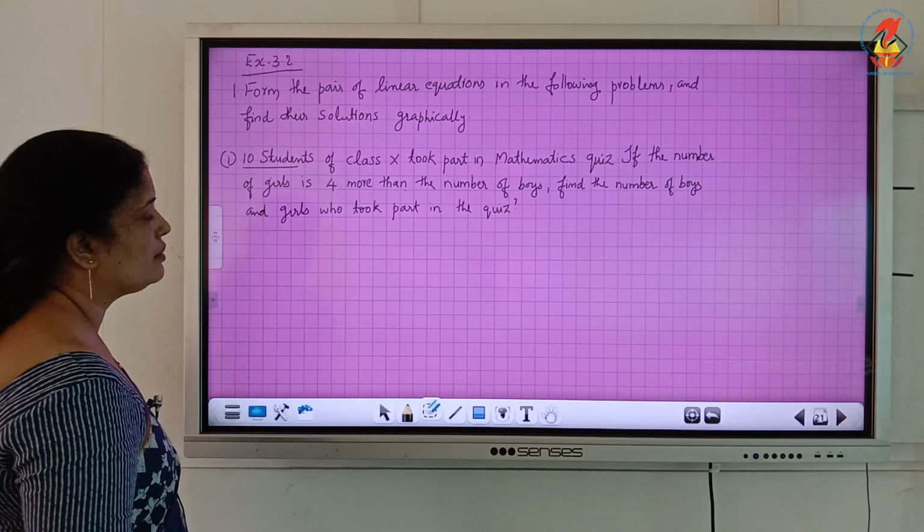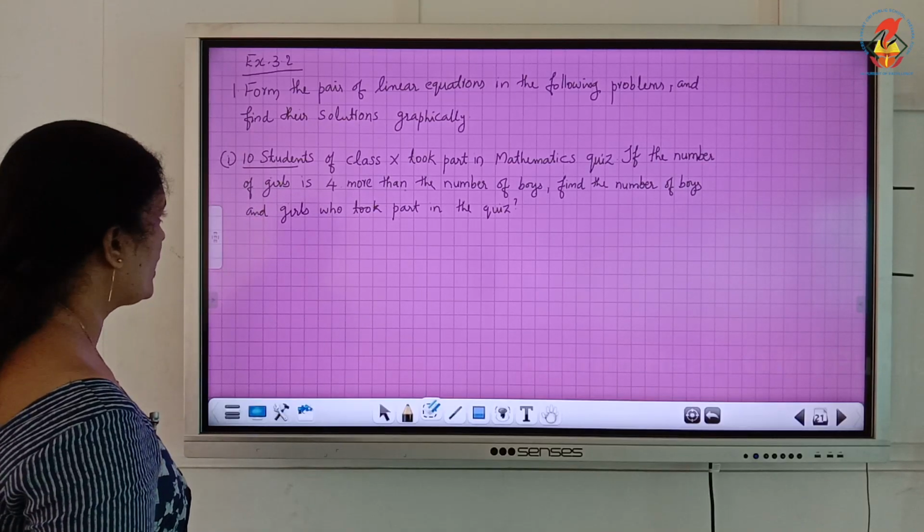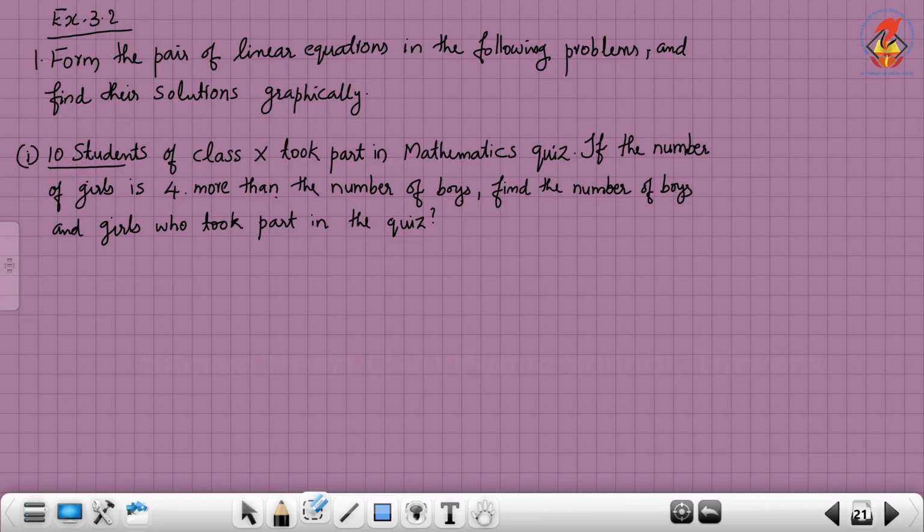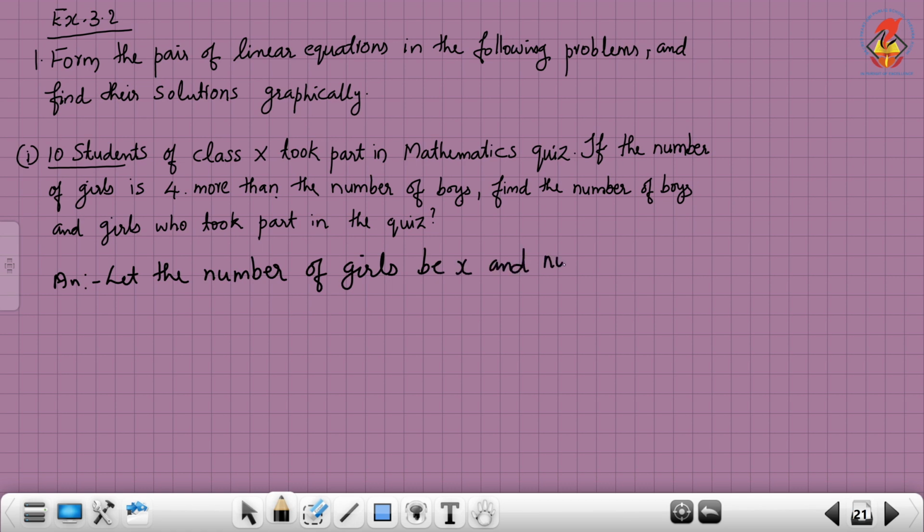First, we have to write the equations. 10 students of class 10 took part in mathematics quiz. Let the number of girls be X, and the number of boys be Y. First equation, X plus Y, total number of boys and girls is equal to 10 students. This is the first equation.